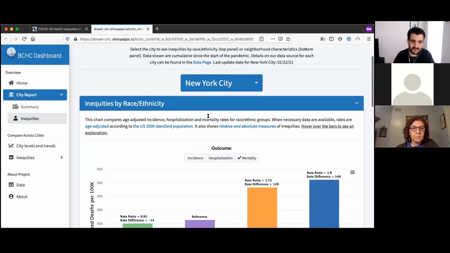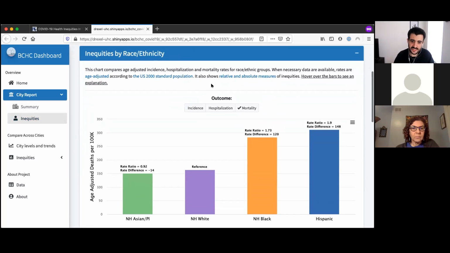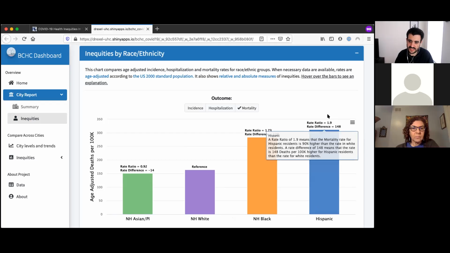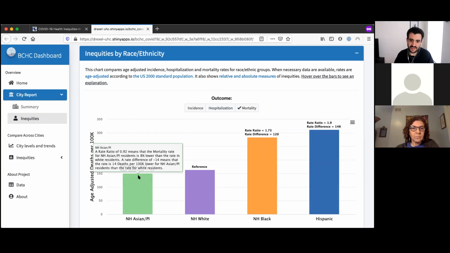One of them focuses on inequities by race and ethnicity, where we show different outcomes and how they compare across different races and ethnicities. We had to make a choice about what categories to include here, and we went with these 4 categories because they represented the most commonly available race and ethnicity data across most of our cities. So we separate most indicators into these 4 groups: non-Hispanic Asians or Pacific Islanders, non-Hispanic whites, non-Hispanic Blacks, and Hispanics.